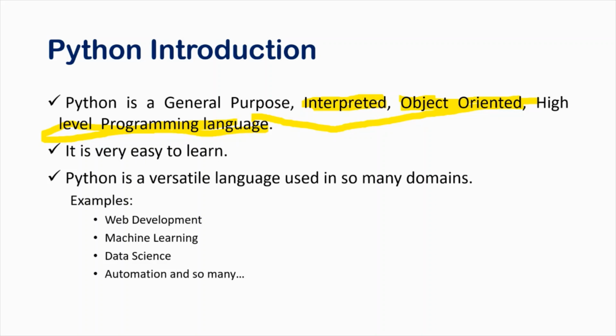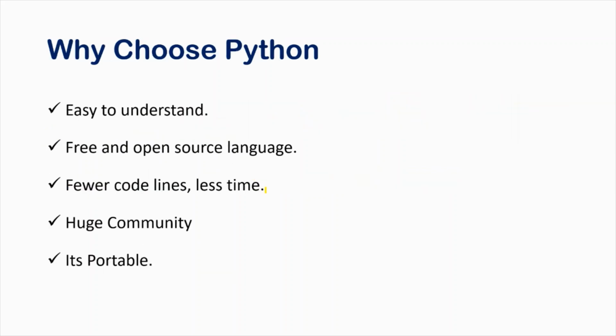So we know that Python is also a high level programming language. It is very friendly to the programmer. It's portable. We can compile on one machine and use it on another machine also. It's very simple and easy to learn. And the third definition we can see is that Python is a versatile language used in so many domains. We can use Python for web development, and developers are using Python for machine learning, data science, automation, etc. So why do we choose Python?